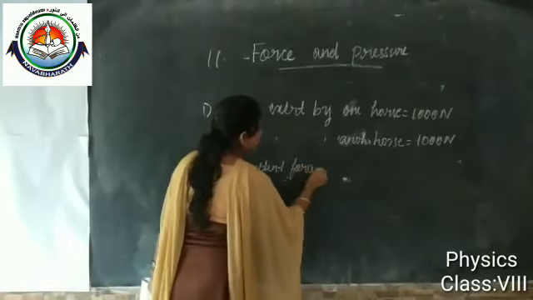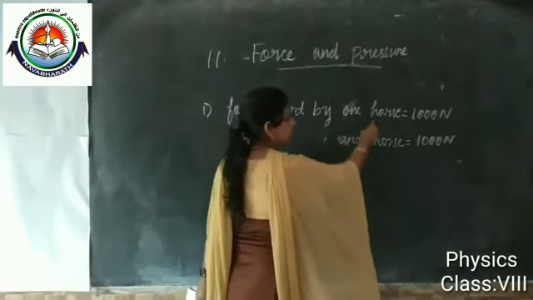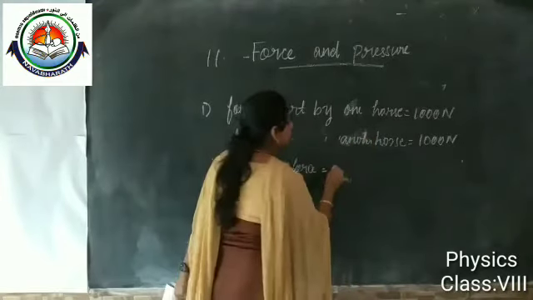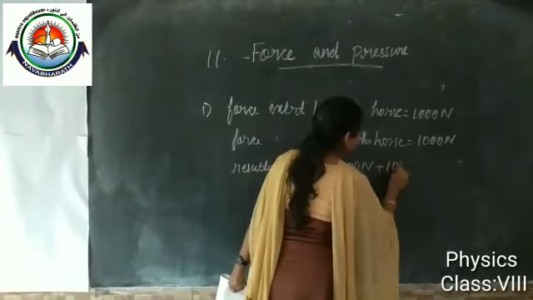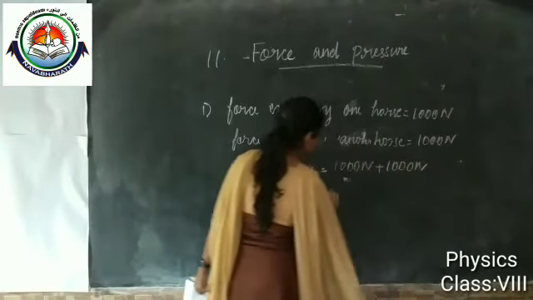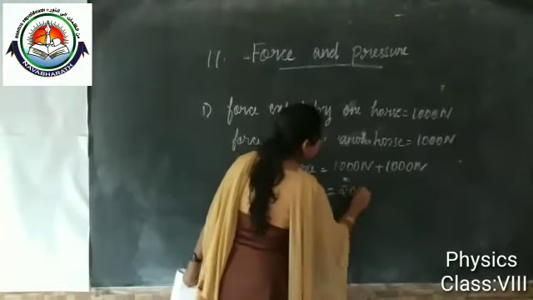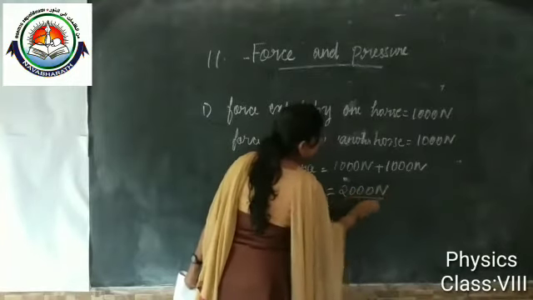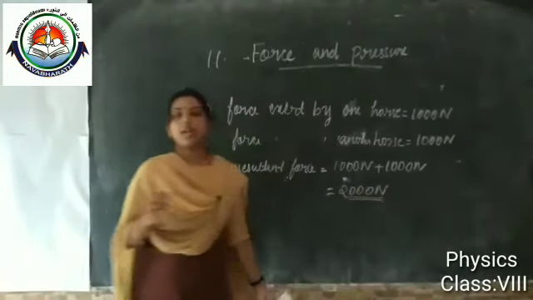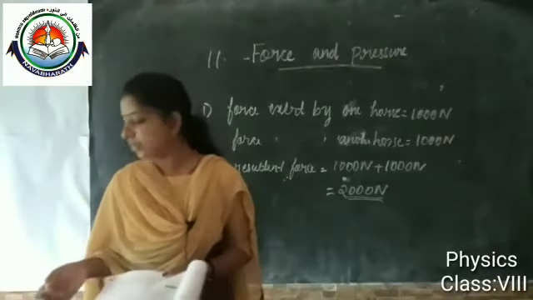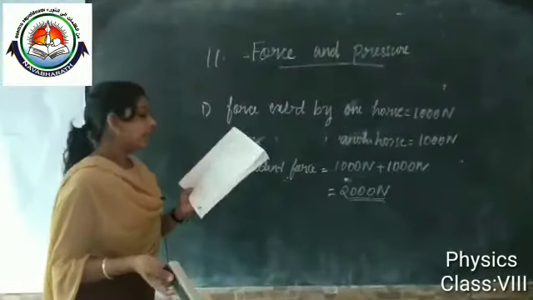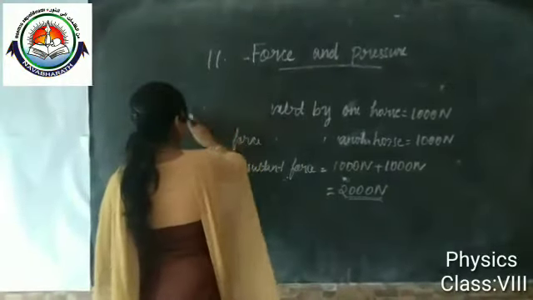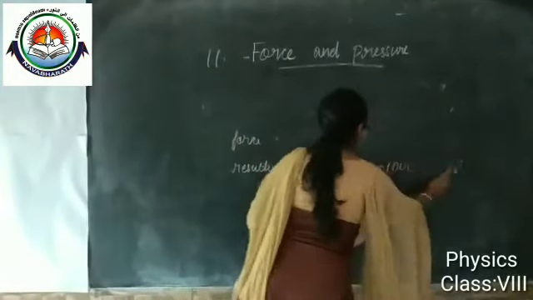Force is equal to the sum of these two. So 1000 Newton plus 1000 Newton, which is equal to 2000 Newton. Okay, this is the answer of the first numerical. Are you clear? Then the second question we can discuss now.